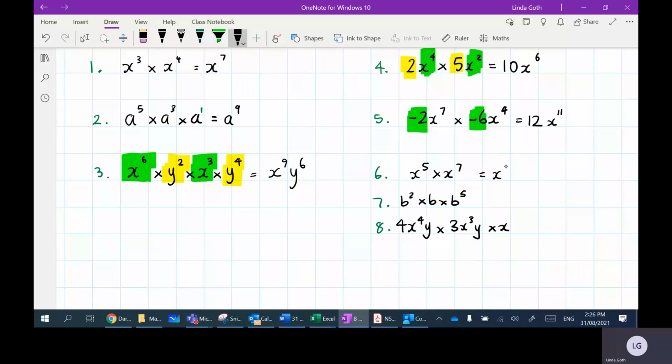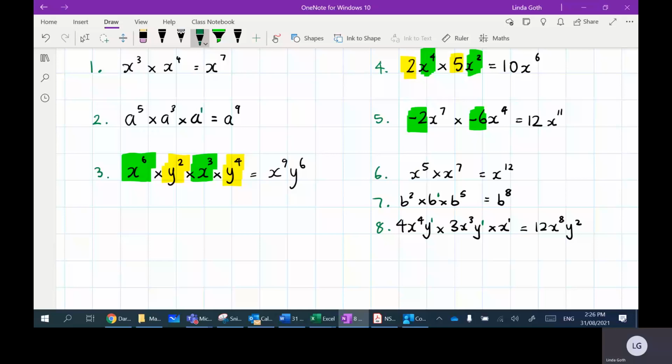Did you get x to the power of 12, b to the power of 8, remembering this was a 1 in here, and finally did you get 12 x to the power of 8, remembering that this is a power of 1 in here, and y to the power of 2, again remembering this is a y to the power of 1 and this is a y to the power of 1.